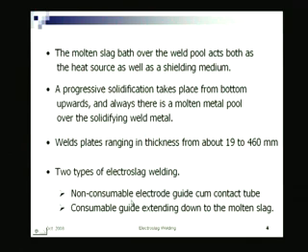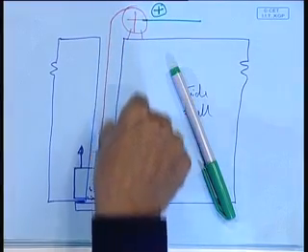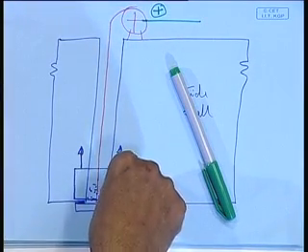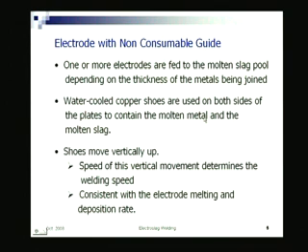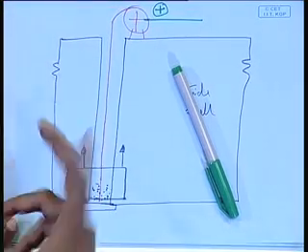So, that is why you need a suitable guide which will help you to guide the wire electrode down to the molten pool, right. So, you have a non-consumable electrode guide cum contact tube or a consumable guide extending down to the molten slag. So, electrode with non-consumable guide, what is it? Here one or more electrodes are fed to the molten slag pool depending on the thickness of metals to be joined. Definitely, if higher thickness you may need multiple electrodes, lesser thickness probably one electrode would be enough. That one can find out from what is the deposition rate required, right. Deposition rate is nothing but what is the volume, what is the feeding rate. So, so much of metal should get melted and deposited, right.